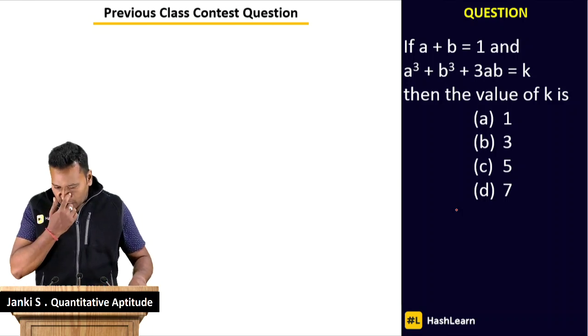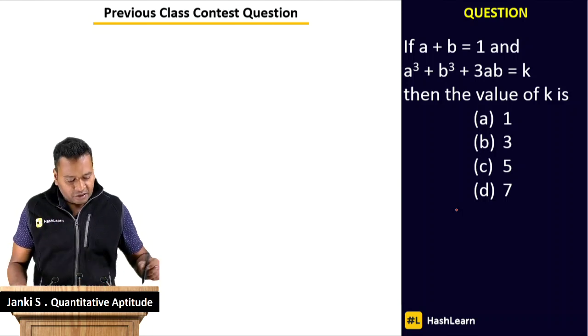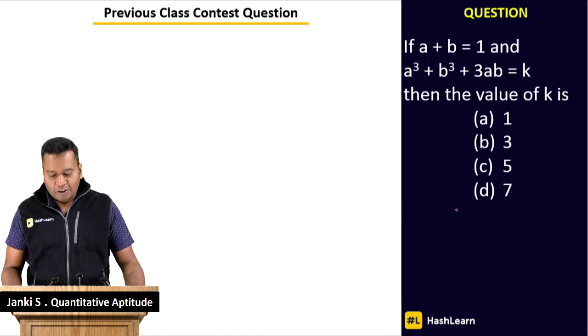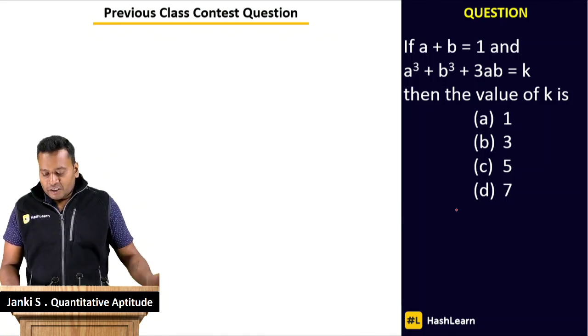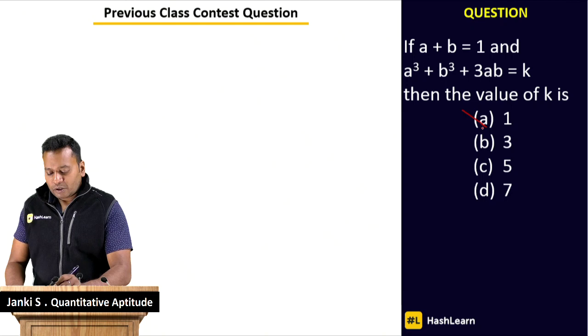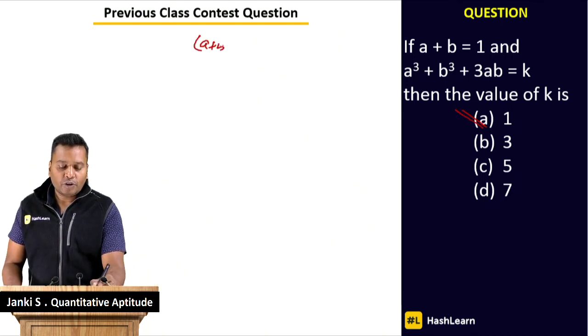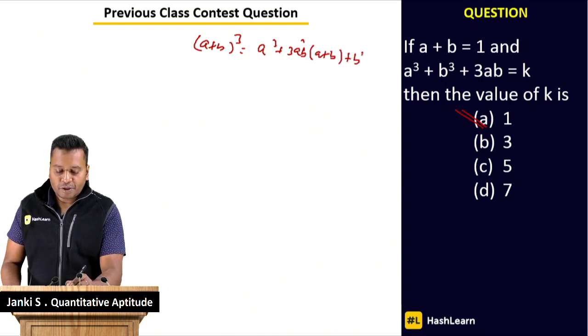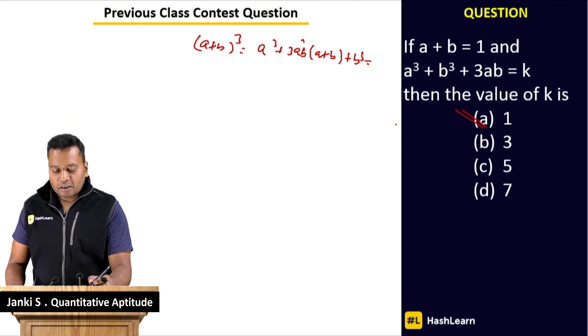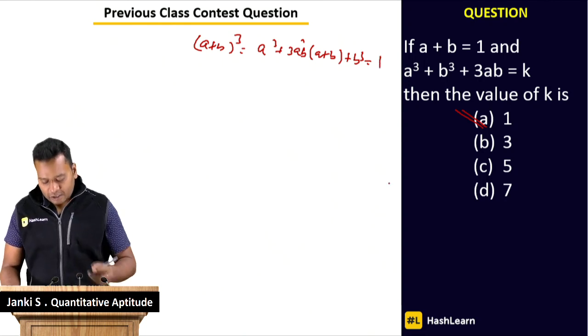So the previous class contest question, the winner is Vikas. Congratulations, Vikas. My answer here is nothing but 1, because we can take the value (a plus b) whole cube as a cube plus 3ab into (a plus b), which in this case will be equal to 1. So I can check, right?